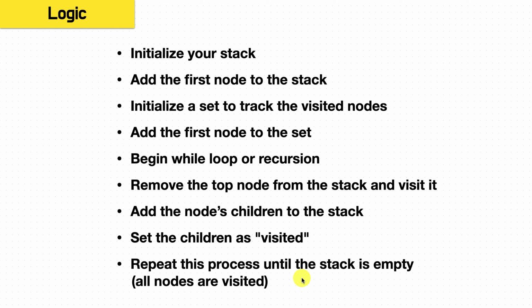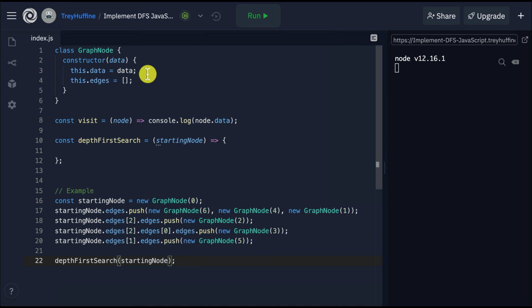And now we're ready to implement depth first search. We're going to use a standard graph node that has a data property, and it also has edges, which is going to be an array of other nodes that it's connected to. When we visit the node, we're just going to print the data of that node.